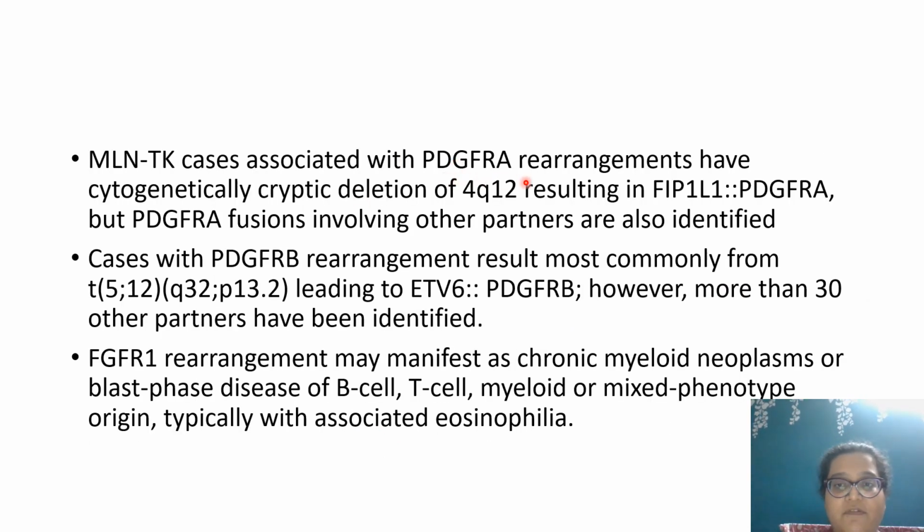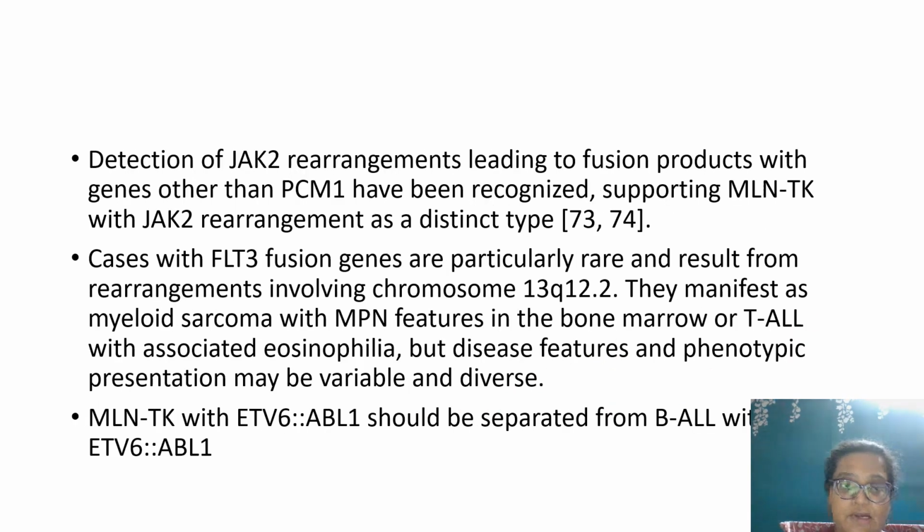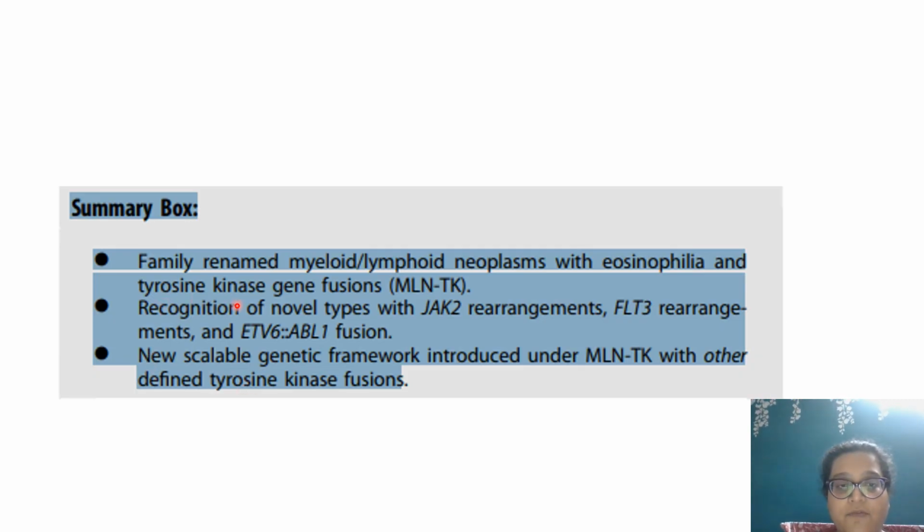So these are also PDGFRA, FIP1L1 mutated. They may be translocations like ETV6-PDGFRB. FGFR1 mutation is also seen, and these may manifest as CMLs, as B or T cell lesions, or mixed phenotype lesions with eosinophilia. Again, in these we also go for the JAK2 mutation and the FLT3 mutation. They manifest as myeloid sarcoma, as T-ALL. They may be rearranged like ETV6-ABL1, that is an MLN-TK, or a B-ALL with ETV6-ABL1. So there will be rearrangements in them. They are a family of myeloid lymphoid neoplasms with eosinophilia and TK mutation.